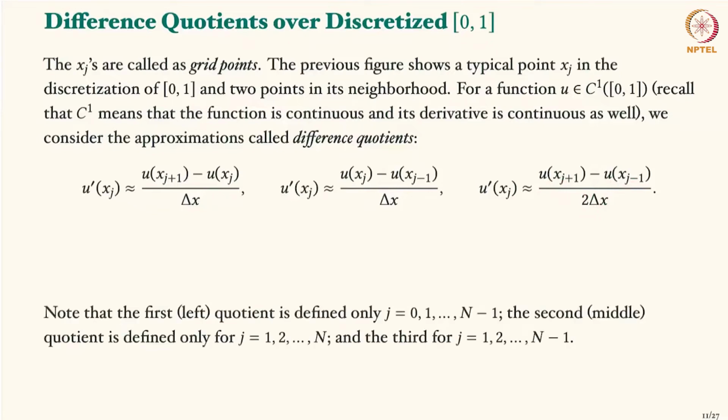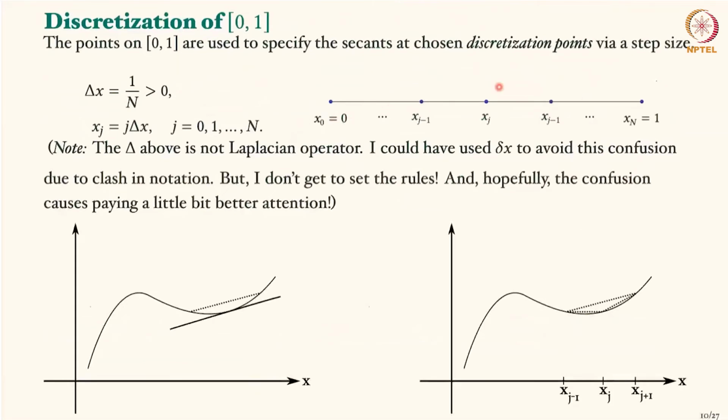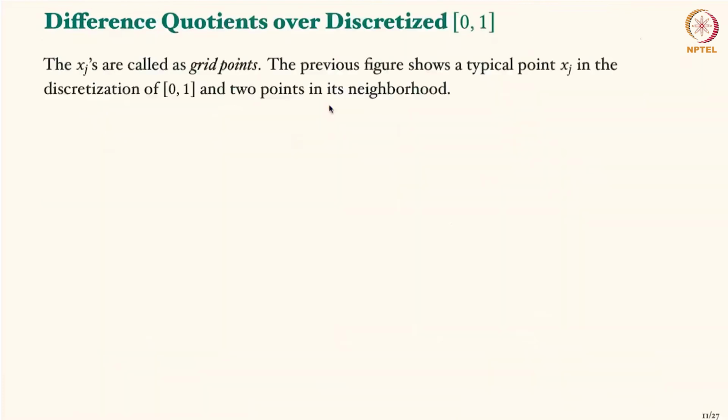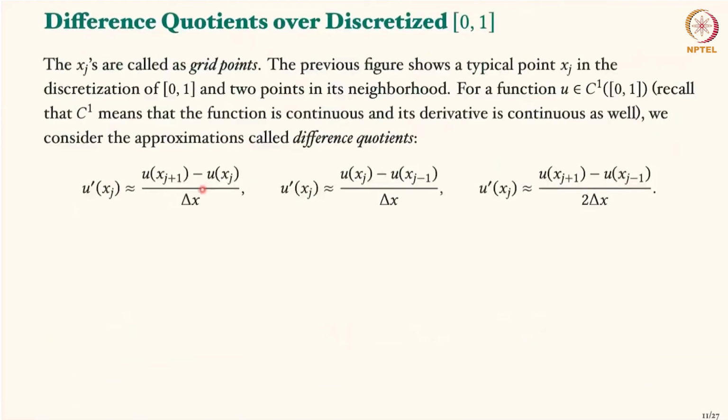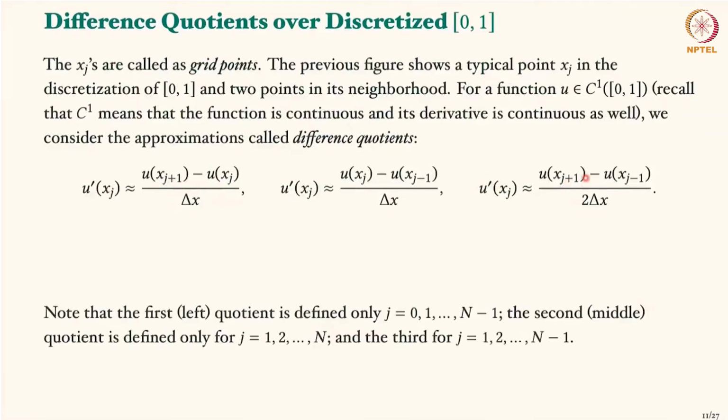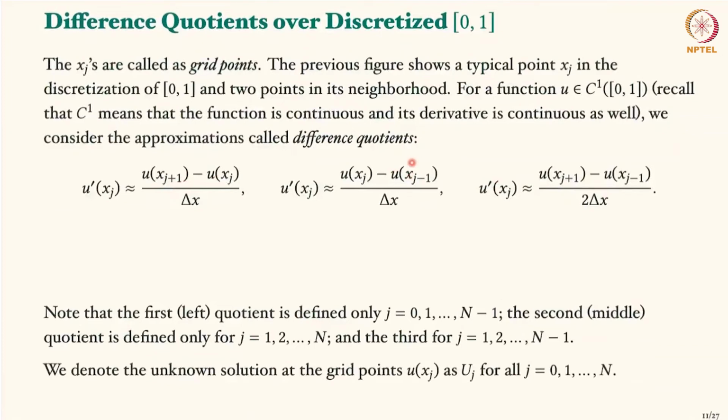So there are some implementation issues. If you're going to implement this on a computer, you need to be careful that this left quotient is not defined for the first point. So you'll have to remember this. I should have put this in the next slide also, but my bad. There is nothing to the left of this. I can't compute this at x equal to 0. And likewise, I can't compute this middle one at x equal to 1 because there's nothing to the right of it.